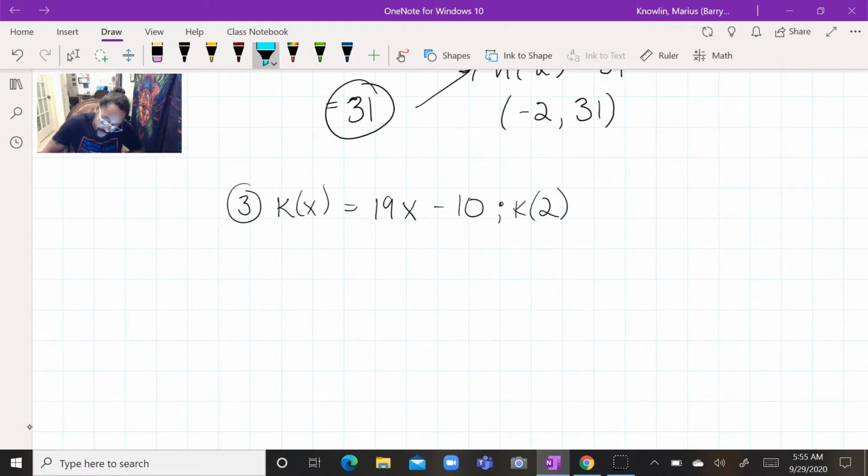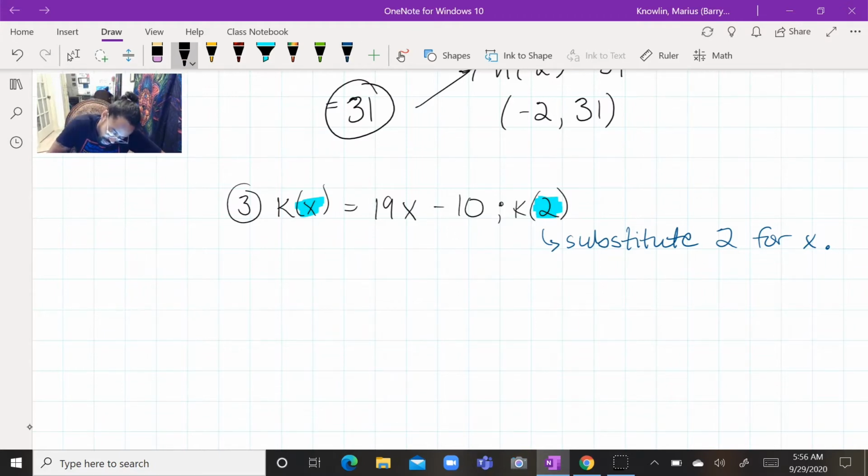Number 3, we're going to substitute positive 2 for x. So that's basically what that tells you to do. Substitute 2 for x. So let's go ahead and try that one. When we rewrite it, we're going to have k of positive 2 equals 19 times 2 minus 10. 19 times 2 is 38. 38 minus 10 is 28.